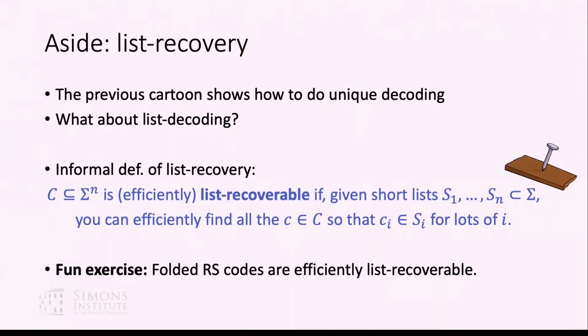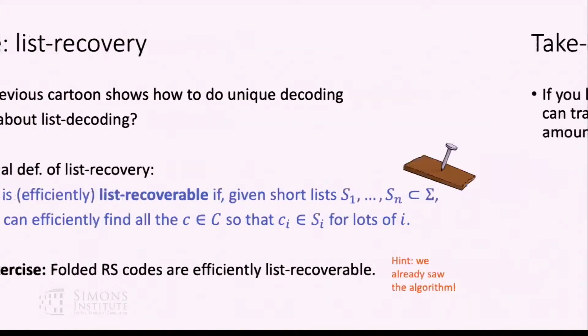Fun exercise: folded Reed-Solomon codes are actually efficiently list recoverable as well as list decodable. I'm not going to work it out, but hint, we already saw the algorithm. If you haven't seen this before, do it on your own. The same Guruswami-Sudan algorithm will also work here. Okay.